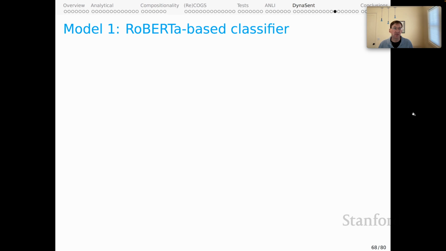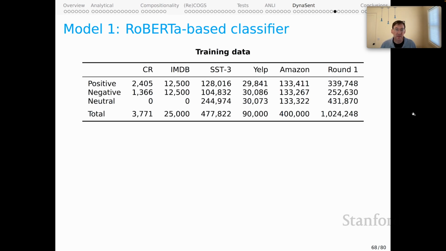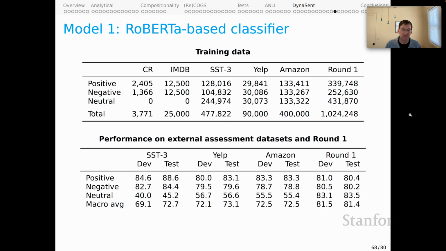Let's think a little bit about Model 1. Again, this is a Roberta-based classifier, and it is trained on those same external benchmarks, but now downsampled somewhat so that we can give a lot of weight to round 1, which is now in the mix. These models are still trained on a substantial amount of data, and we're trying to offer some evidence that round 1 is the important thing to actually focus on for this model.